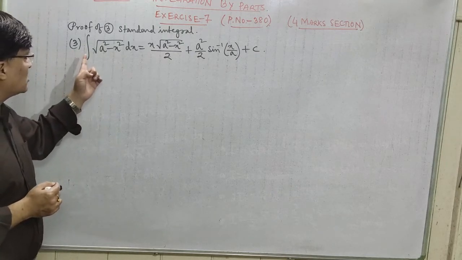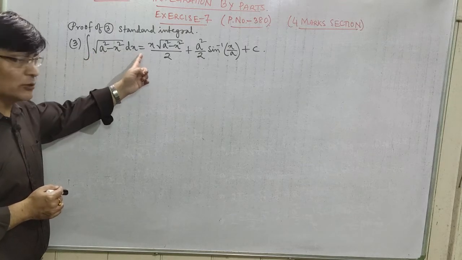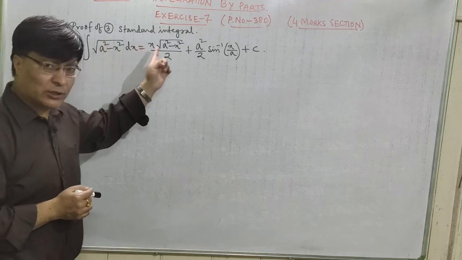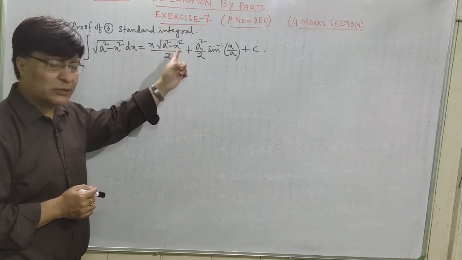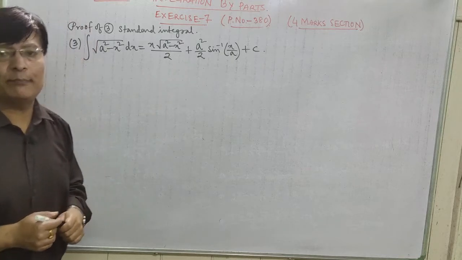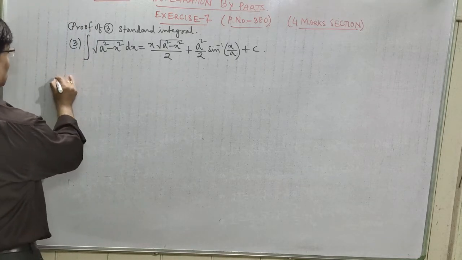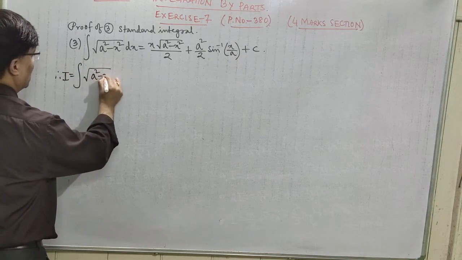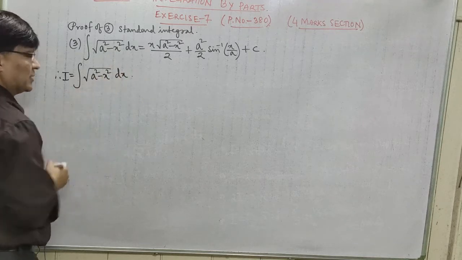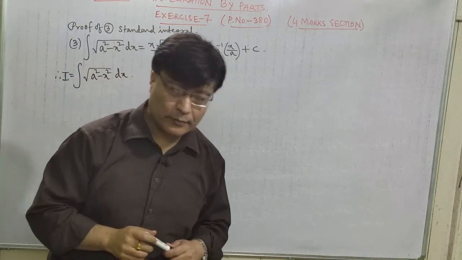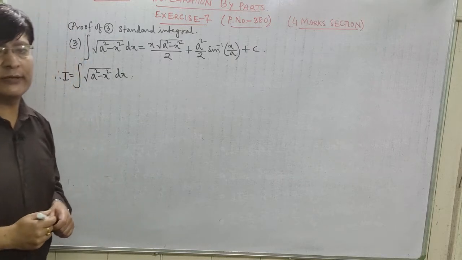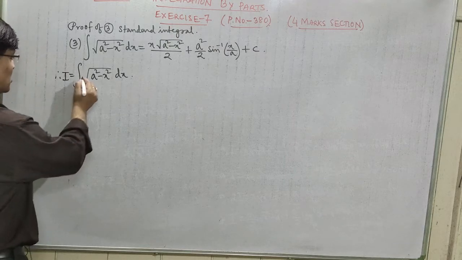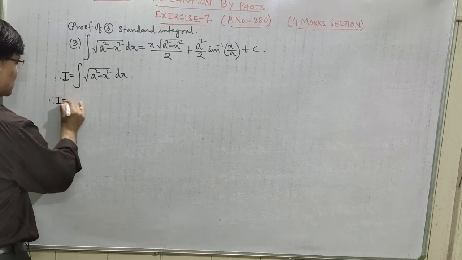That is the integral of root over a square minus x square dx, which is equal to, you have to prove, x root under a square minus x square by 2 plus a square by 2 sine inverse x upon a, plus c. So let us prove it. So I is equal to the integration of root over a square minus x square dx. So here also you can use integration by parts as we have done in standard integral number 1. So this is the first function here also. Let us take it outside.